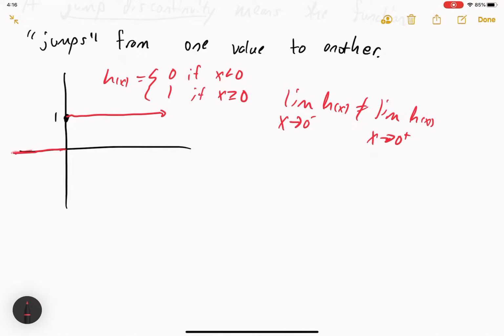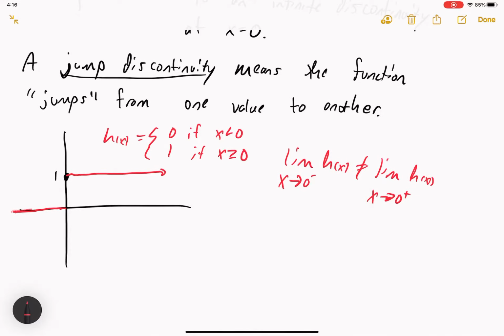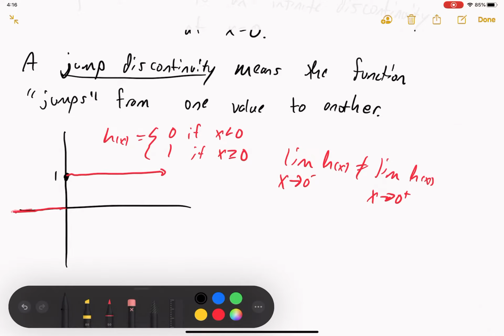So the idea though is, even though we can say this is discontinuous, we can also define continuity like what we've done with limits. We can talk about continuity from the left or continuity from the right.